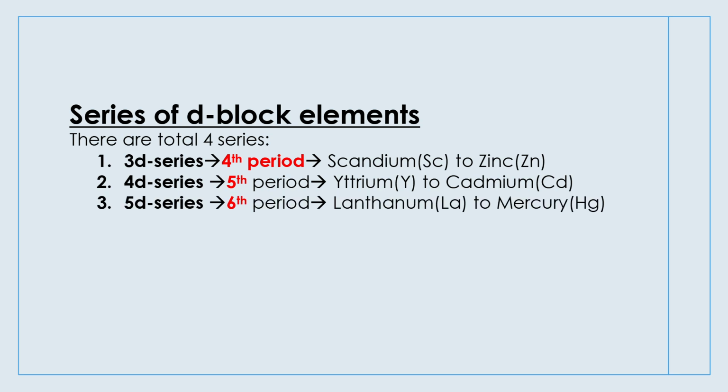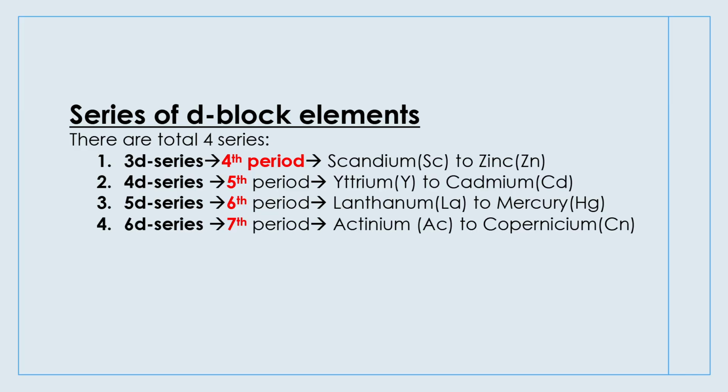The third is the 5D series, which belongs to the 6th period, and the elements that belong to this series are lanthanum till mercury. Mercury is the only liquid metal. The 6D series is the 7th period, and the elements that belong to this series include actinium to copernicium.